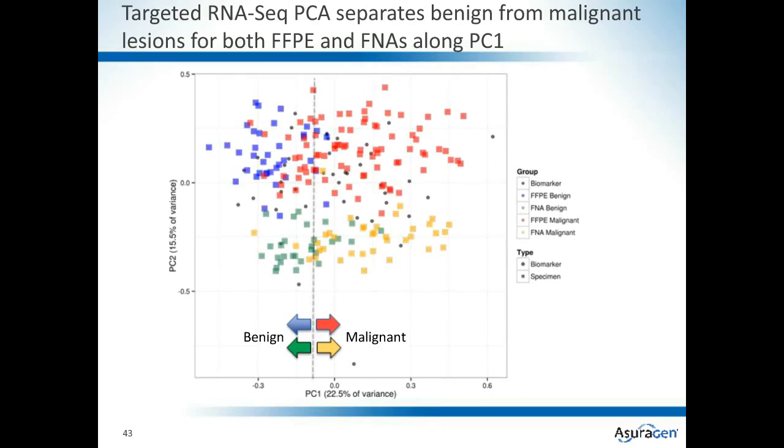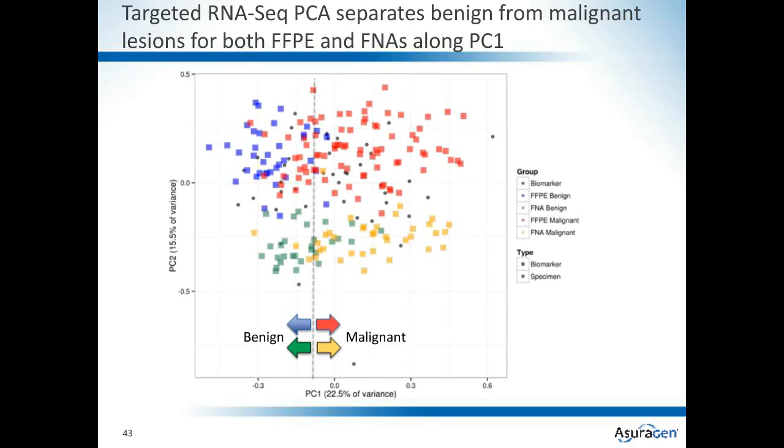The second feature that we see in this plot is the separation of the FFPE samples shown on top and the FNAs shown in the bottom. And this separation, upon closer inspection of the markers that are involved in PC2, we found those markers to be present at high levels in blood, and this is consistent with the fact that FNAs are more prone to blood contamination than FFPEs, which is what drives this effect.